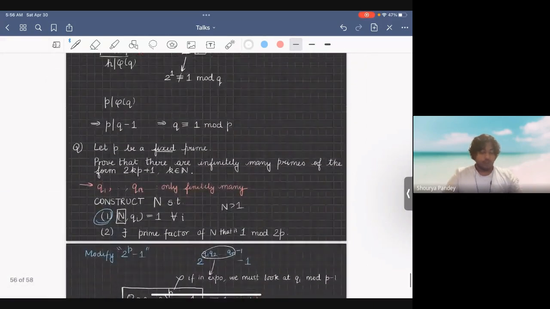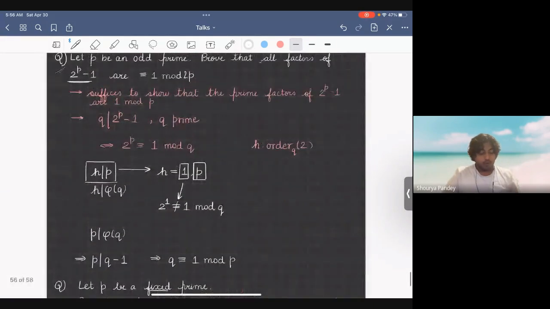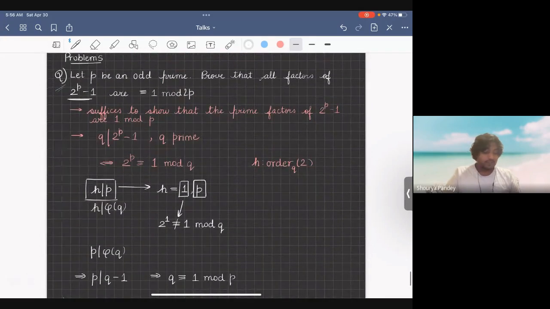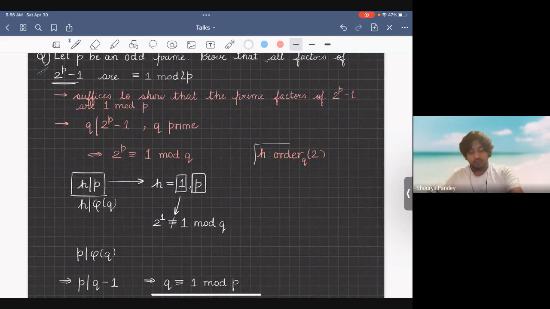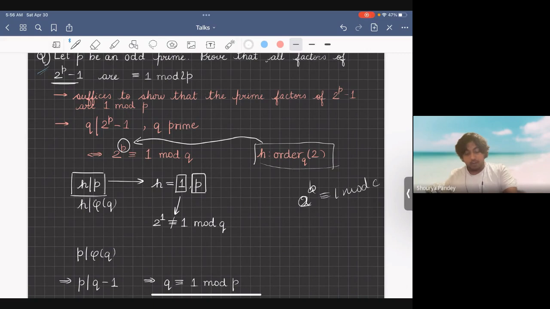Yeah, I'll just go over the proof. So this idea also comes up a lot of times, this sort of order business, and especially if you have a prime number here, then often you can directly deduce the order. So anytime you see a to the b is 1 mod c, you immediately know that the order is a factor of b. Also a factor of phi of c.